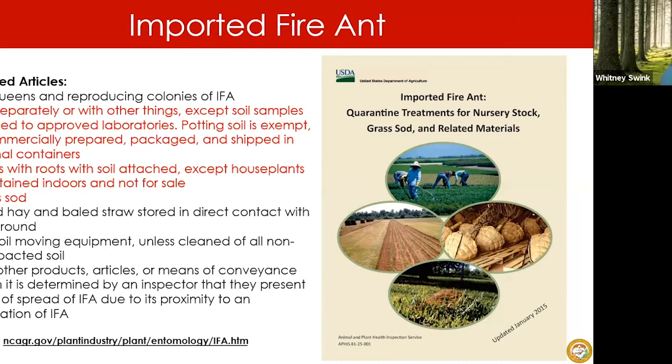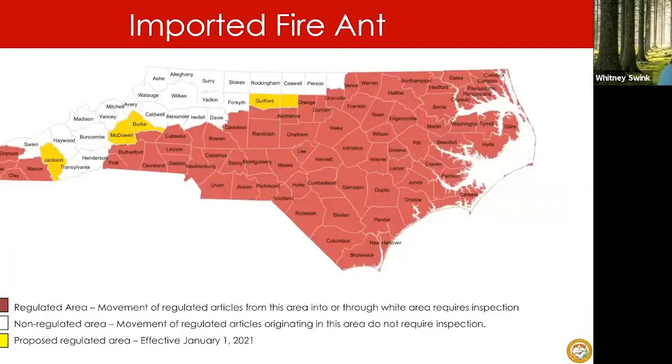In this image here, this is just the manual that we use, and this is available on our website just to see what different treatment options there are and what rules you need to follow in order to carefully move your material. And then in terms of where it actually is, I keep saying it's all over the state. Here's our map. So every county in red is in the quarantine, and the counties in yellow are also in the quarantine, but they were just added this year, so effective January 1st, 2021.